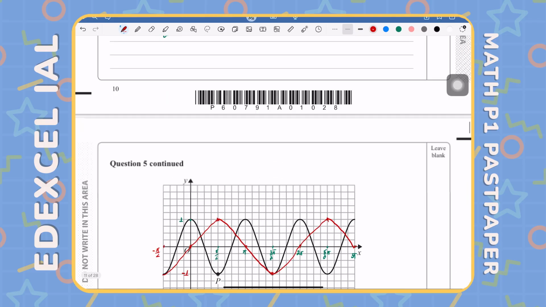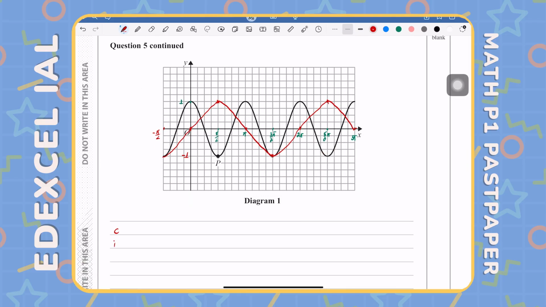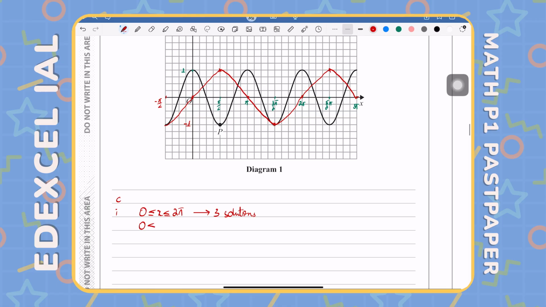Okay, so what part is this? This is C part 1. So between 0 to 2 pi, we have 3 solutions. But that's not what the question is. The question is from 0 to 20 pi.